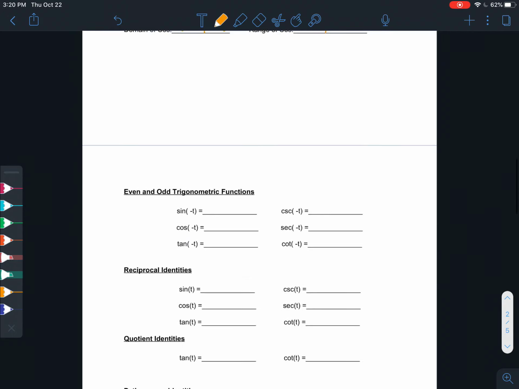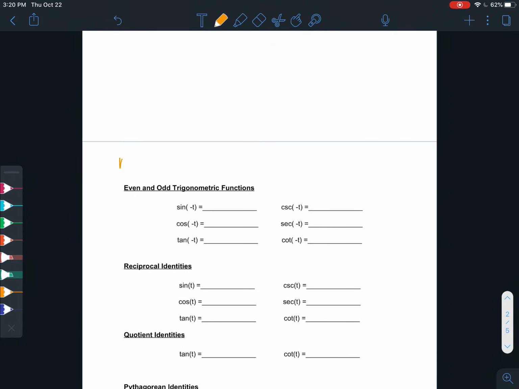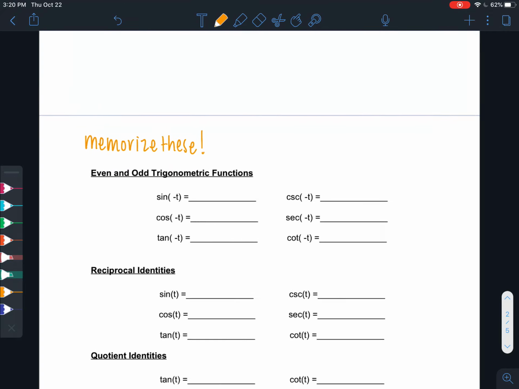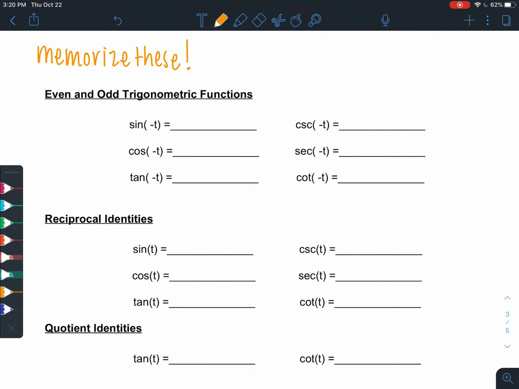Okay, so let's do some filling in here. You will need to memorize these. Okay, so even and odd: basically what you need to remember is that if you put a negative in, then you're probably going to get a negative out. The only ones where that's not true is cosine. So if you look at cosine, if you put a negative in, you're going to actually get a positive out. Same thing with secant because they are like brothers. So the rest of these, you'll just get a negative sign out for that angle.